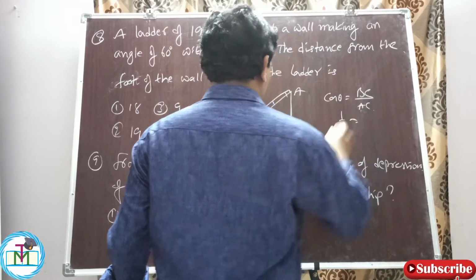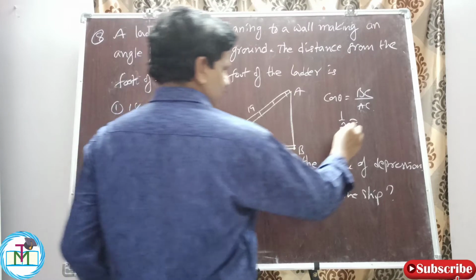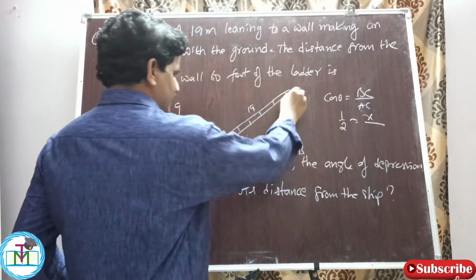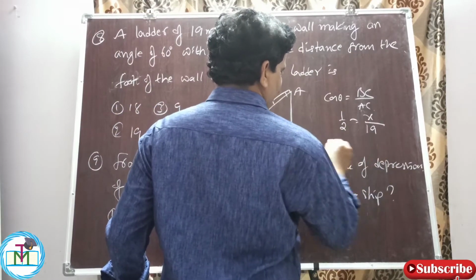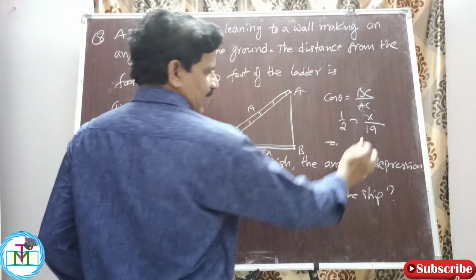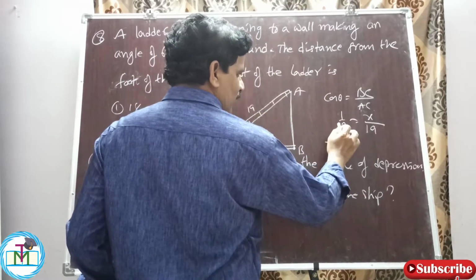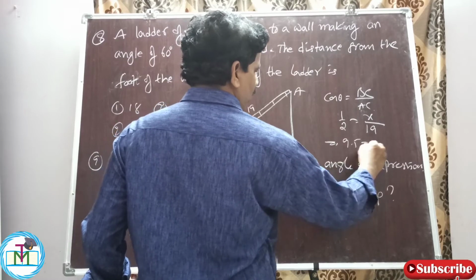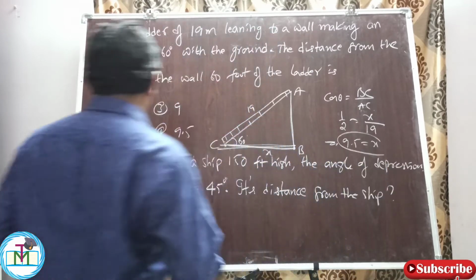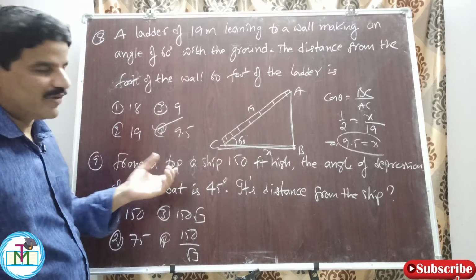1 by 2. BC. What is BC? X. The value to be calculated. What is AC? Hypotenuse? 19. When I cross multiply this, 19 comes here. 19 by 2. 19 by 2 means 9.5 is equal to what? X. Option 4, 9.5 is the right answer.